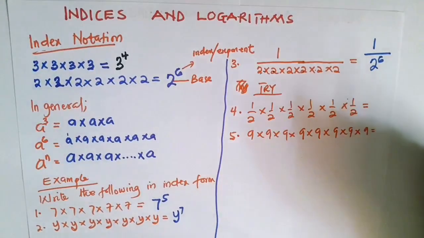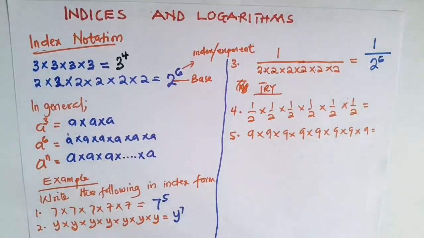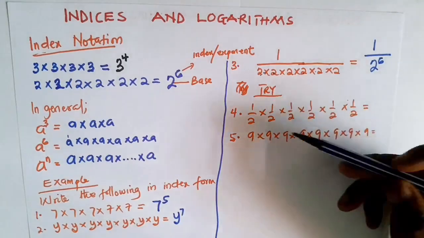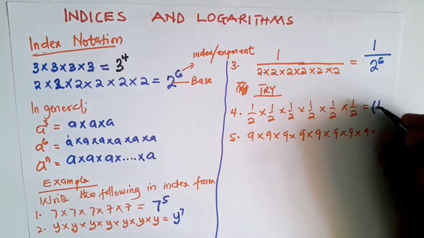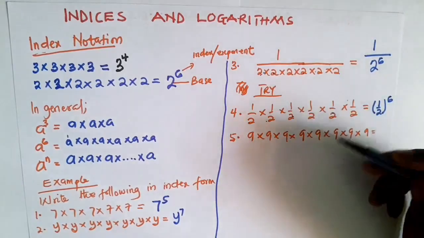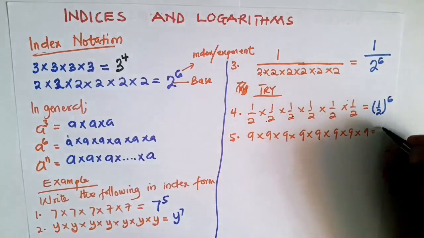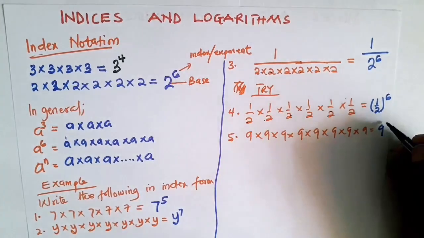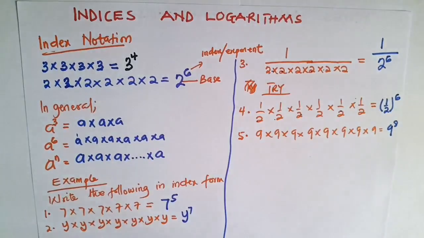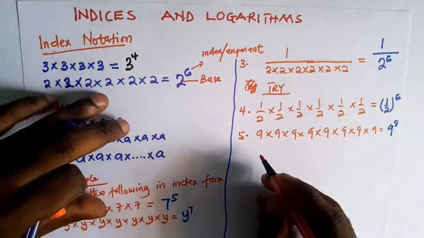So pause the video and try that. I hope you had half power 6. And again, for these two, you had 9 power 8. So this is how we change a product of numbers to the index form.